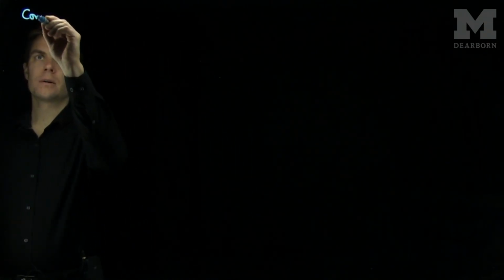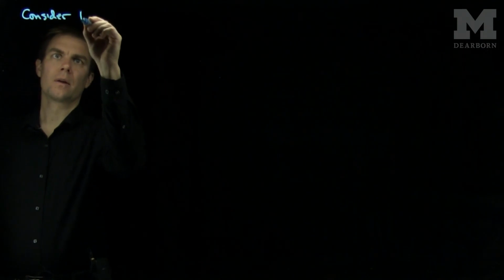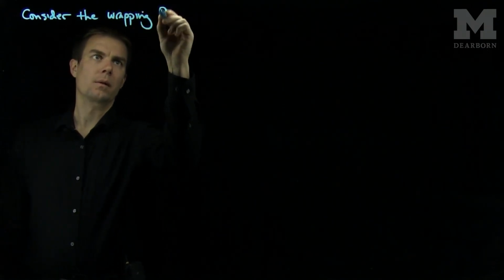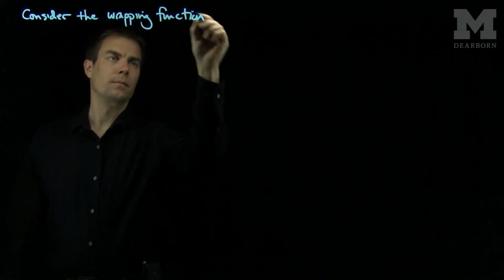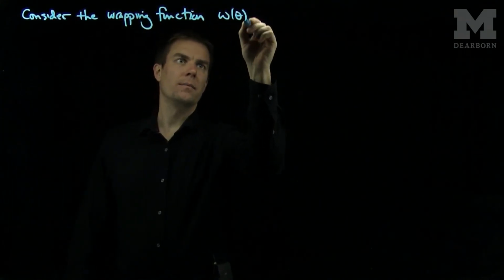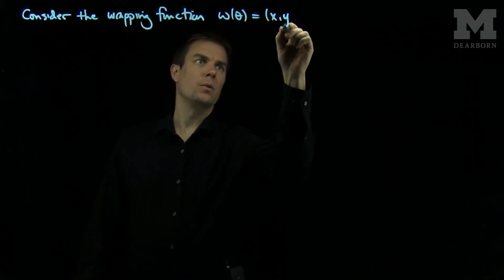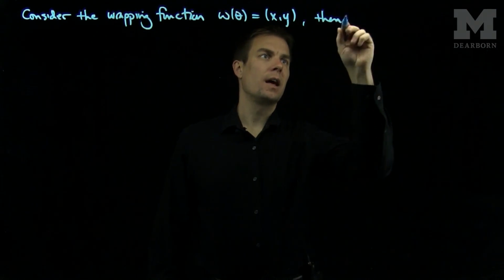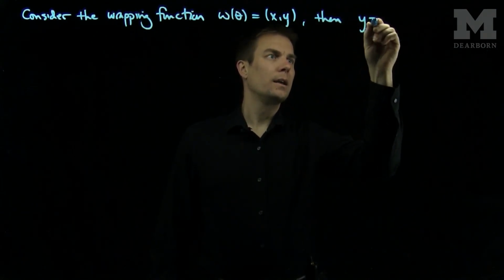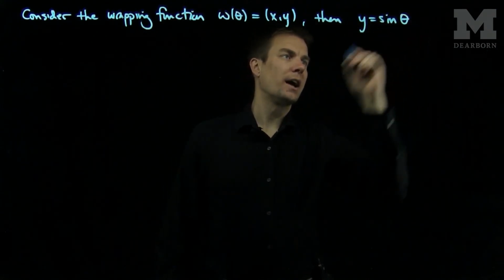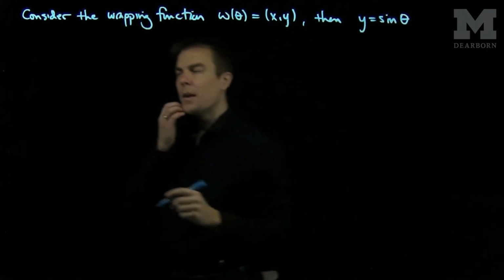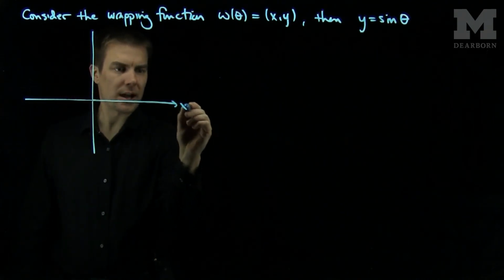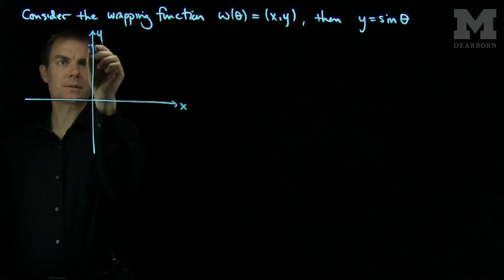So we'll consider the wrapping function, w of theta is the point x, y. And we know that if this is the case, then y is equal to the sine of theta. And so if we plot the unit circle, here's the x-axis, here's the y-axis.